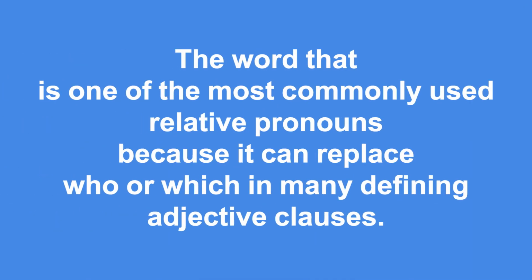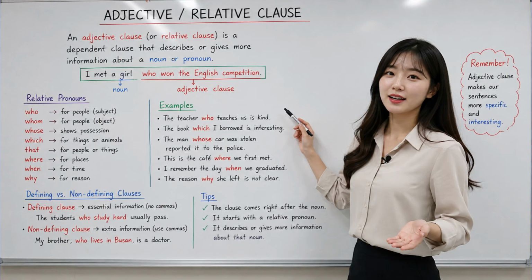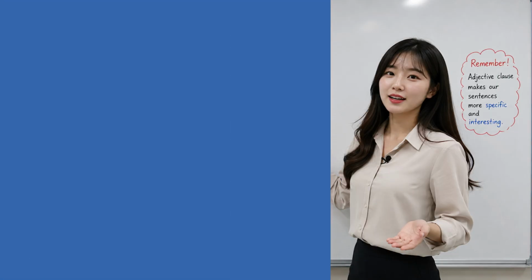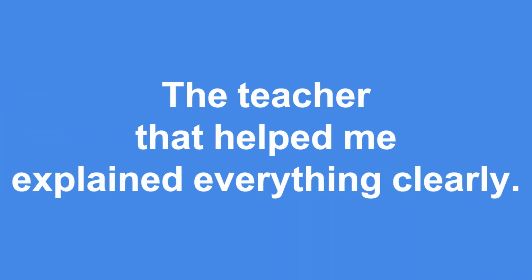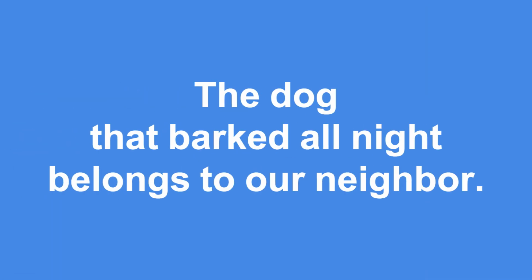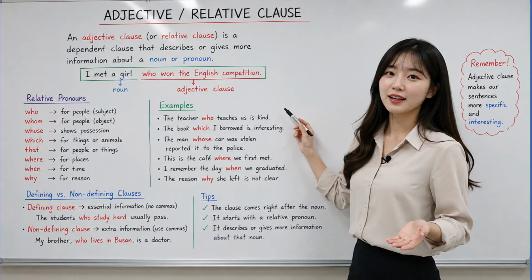Using that. The word that is one of the most commonly used relative pronouns because it can replace who or which in many defining adjective clauses. For example, the movie that we watched was fantastic. Or, the teacher that helped me explained everything clearly. You can also say, the dog that barked all night belongs to our neighbor. In everyday English, that is very common and natural.